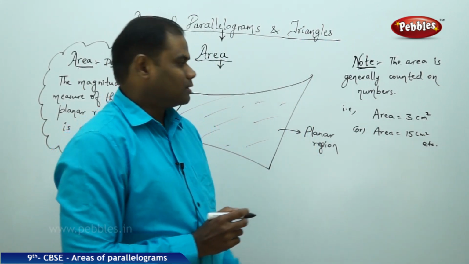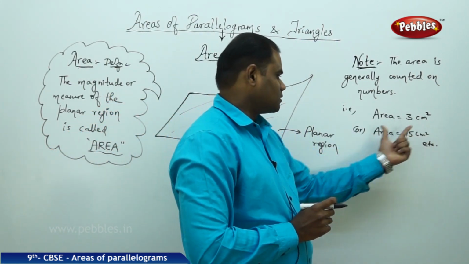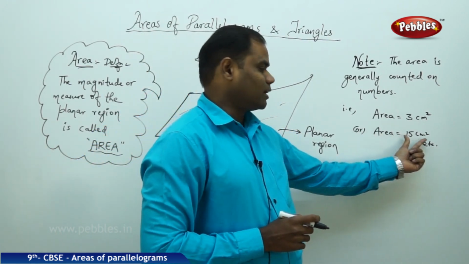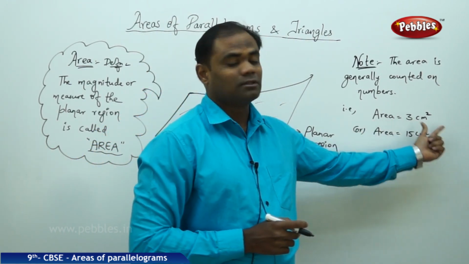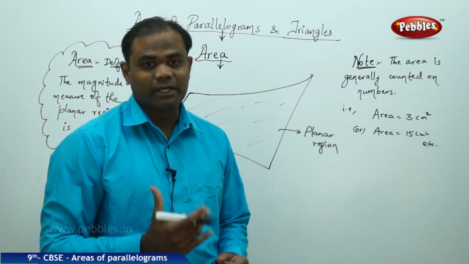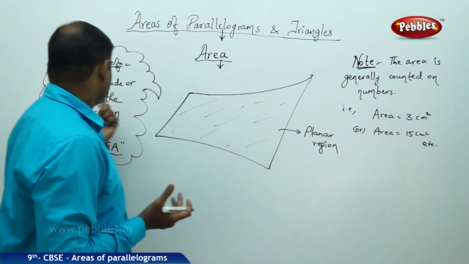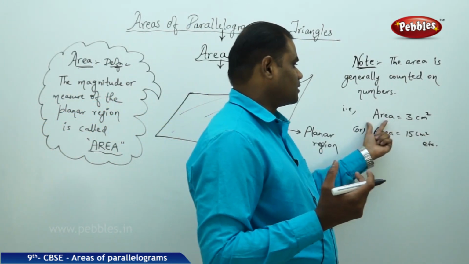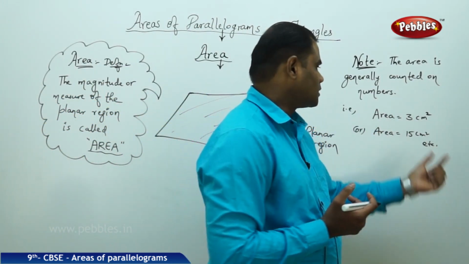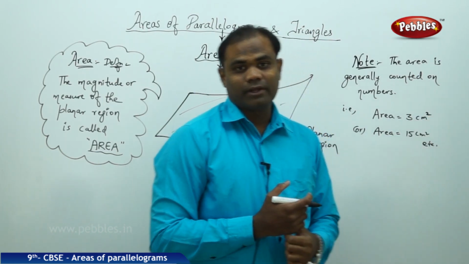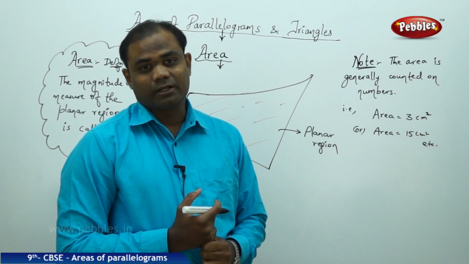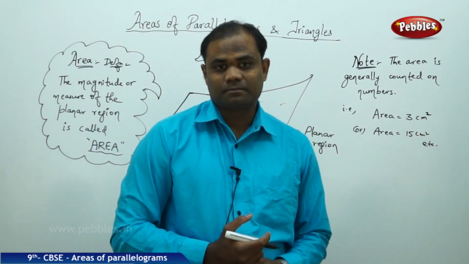Now here this implies that if the area is 3 centimeters square and area is 15 centimeters square, that means the second area is bigger than the first area. Is how we estimate the magnitude or measure of the planar region through the value which is assigned to the area. And these are the units given for area. Is how we understand the area connected with the planar region.